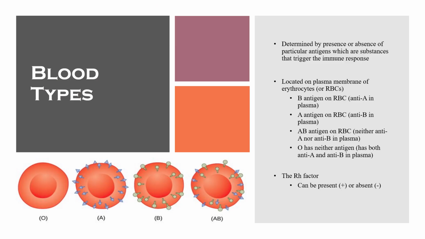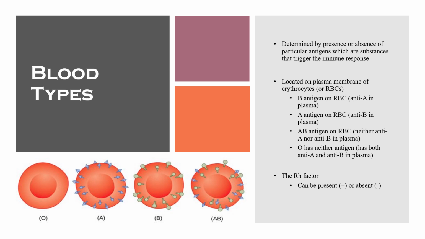Now, because we're talking about red blood cells, obviously we need to talk about blood types, which are directly related to red blood cells. Blood type is determined by the presence or absence of a particular antigen on the surface of the red blood cell. Antigens are, of course, substances that trigger an immune response. And these are located on, once again, the plasma membrane of your erythrocytes or your red blood cells. You are type B if you have the B antigen, you're type A if you have the A antigen, you're type AB if you have both the A and the B antigen, and you're type O if you have neither. There's also the presence or absence of what's called an Rh factor, and we'll get to that in a second.